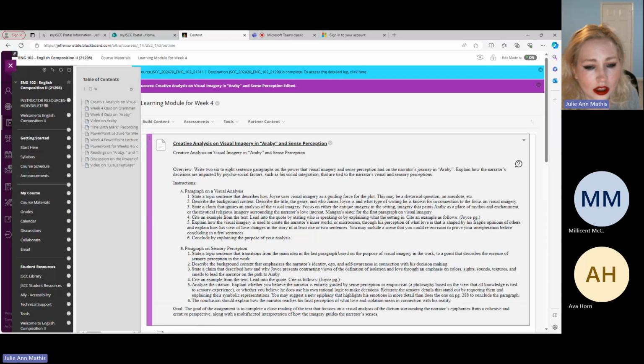That's all that you need. And so there's one paragraph on a visual analysis that will help prepare you for the big assignment later, and that's to state a topic sentence that describes how Joyce uses visual imagery as a guiding force for the plot. This may be a rhetorical question, an anecdote, and then describe the background context. And then you basically describe the title, the genre.